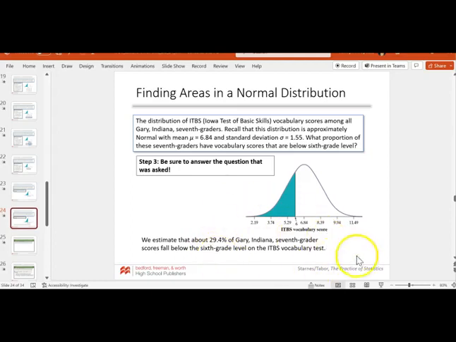Okay, and again, we just have to include that context. 29.4% is the answer that our calculator gave us. Include the context that it is Gary, Indiana 7th graders scoring below a 6th grade level on the vocab test.